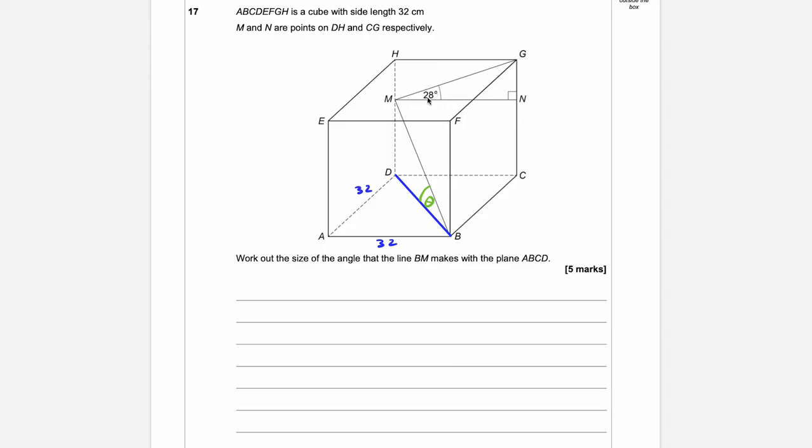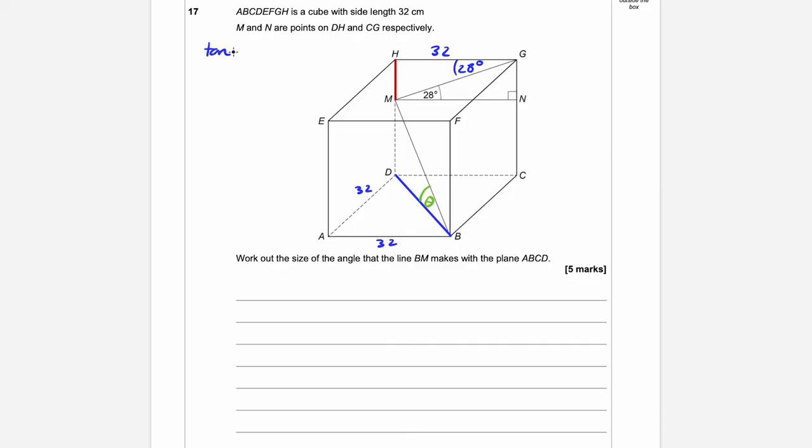This is 28 there. Okay, I think I know what he's doing now, guys. If this is 28, this is also 28, because these are alternate angles. So that's 28. This is 32. So now I think I can find this angle, or this side here, guys. That side there.